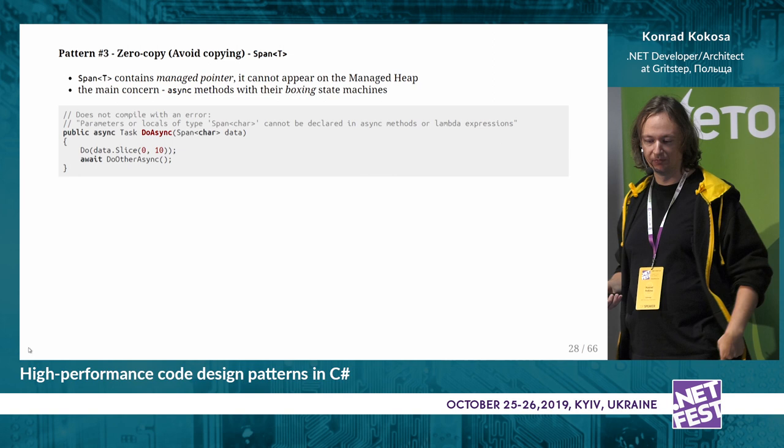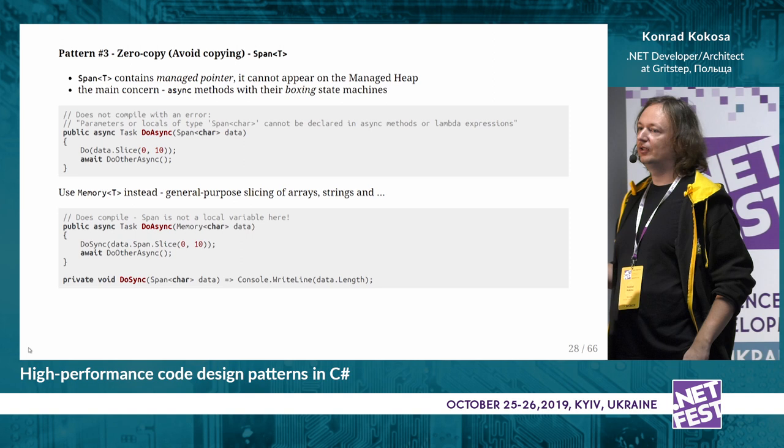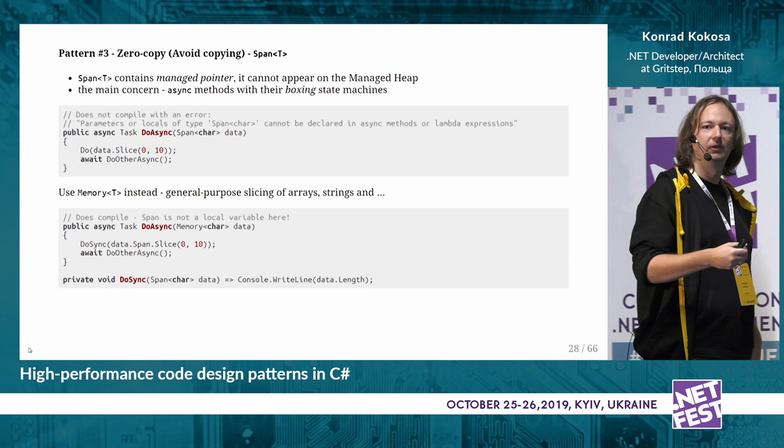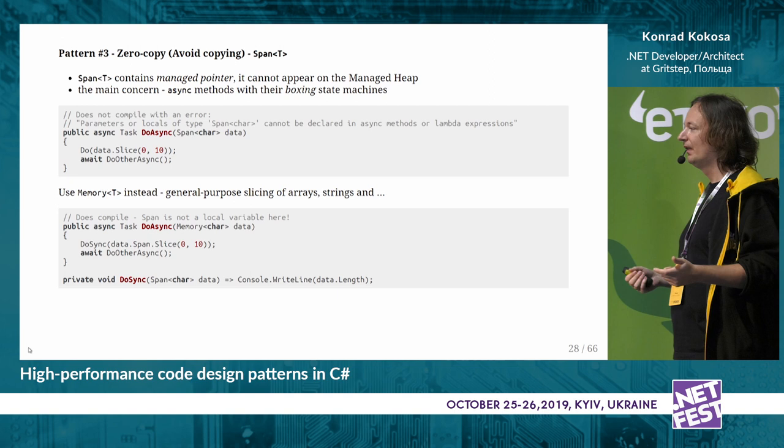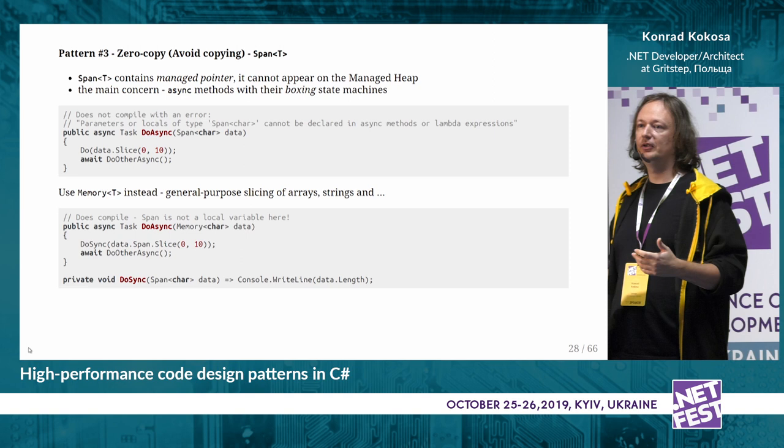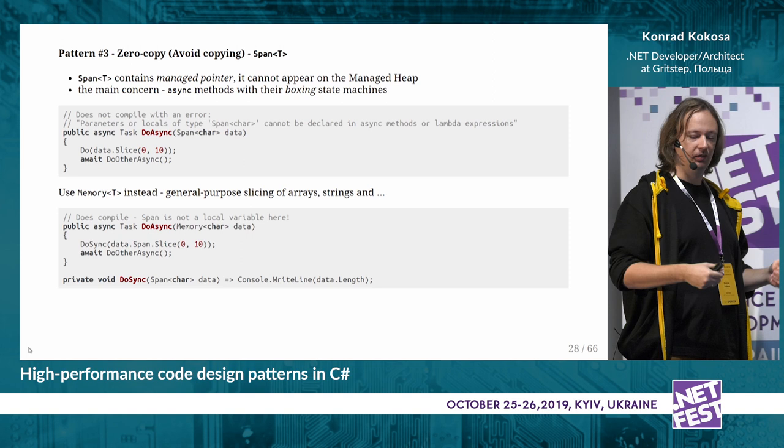And here is only a small, very fast solution to that problem. There is a more general Memory of T type that we can also meet when talking about performance. Memory of T is kind of the brother of Span of T, which is a little bit less flexible because it can represent only strings and arrays. But the main benefit of using Memory of T is that it can live on the managed heap. It can be used, in fact, in every normal C# code, including async.